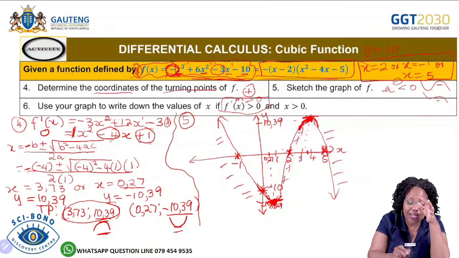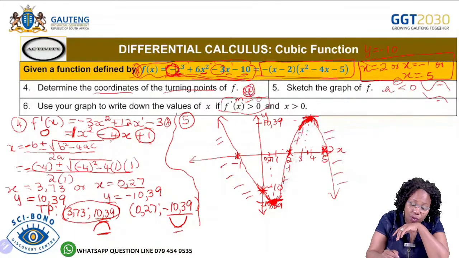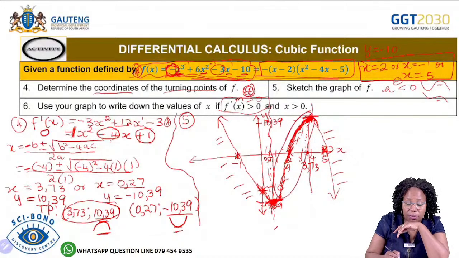So the question states to look where the gradient is what? Positive. Where is our gradient positive? It's only at this portion here. So it is starting from which x value? Remember at that x turning point here, which is 3,73. Between these values of the turning point here, it's where this graph is now positive because we are talking about that portion there. Okay?